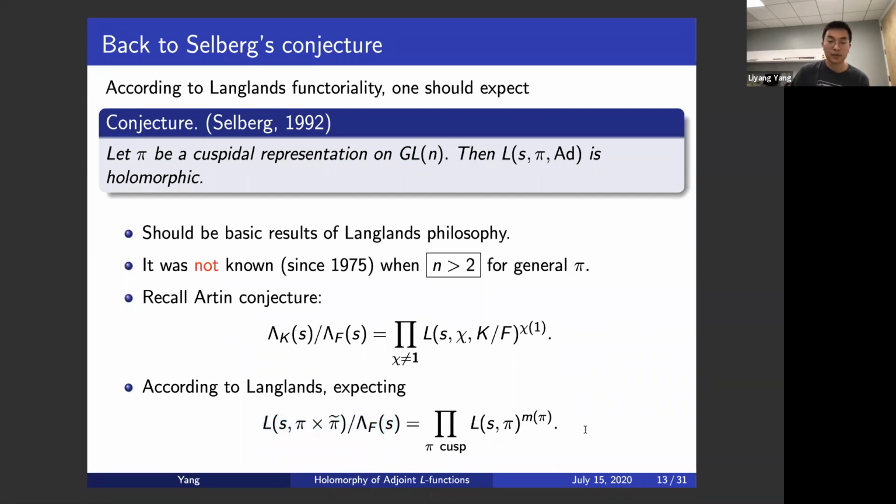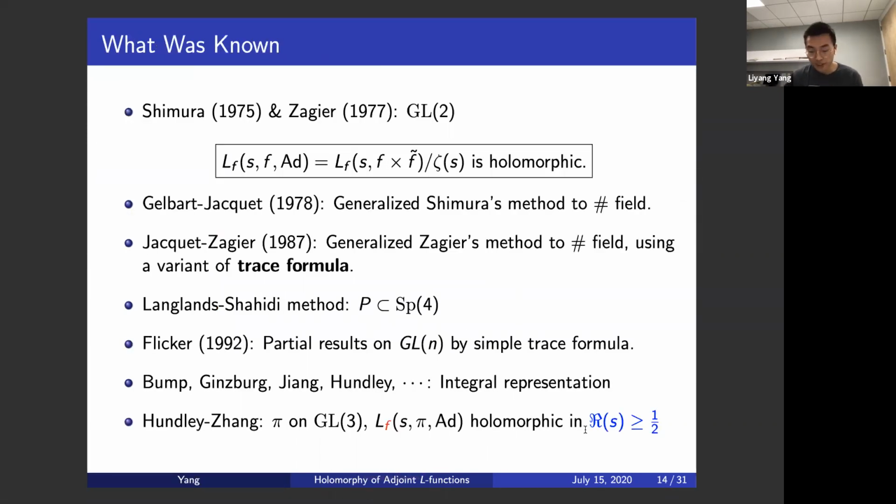Let's look first at what was known about this ratio. As we mentioned before, it's a theorem of Shimura and Zagier that this ratio is holomorphic for GL2. Actually, it's proved for classical forms. And then Shimura's approach was generalized by Gelbart and Jacquet to number fields in terms of automorphic representations and complete L-functions. And they could further prove the adjoint lifting, called the Gelbart-Jacquet lifting, from GL2 to GL3 by the converse theorem. And we'll talk about that later as well.